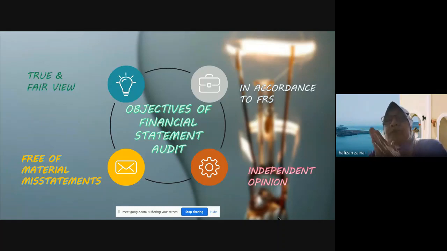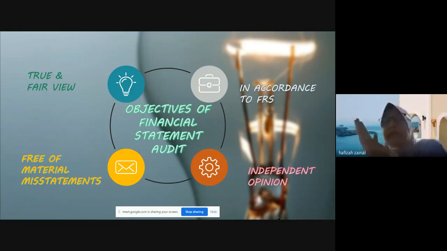Don't confuse this with auditing standards. The accounting standard we use as a benchmark to check our client's financial statement. The auditing standard is for the auditor to refer to in order to conduct audit procedures. So they are two different standards.